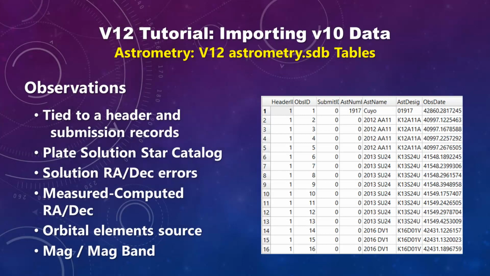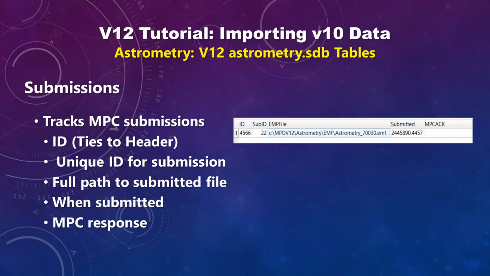Every observation is tied to a header record by a unique ID number. The fields in the table have been chosen to be compatible with both the old 80 character per line and modern ADES submission formats used by the Minor Planet Center. MPO Canopus uses the pipe separated values format for the ADES submissions. The third table keeps track of submissions to the MPC, including the header ID, the full file name, and the date time the file was sent to the MPC.